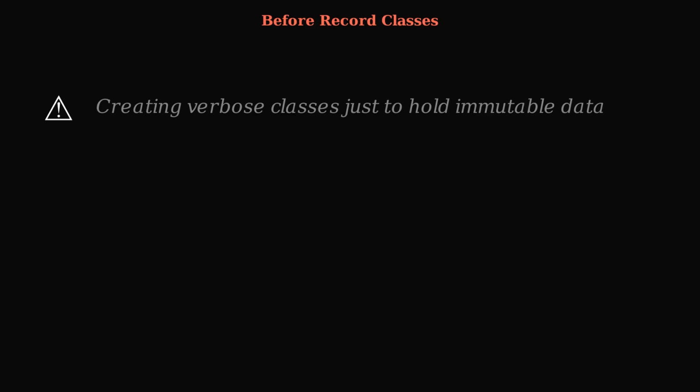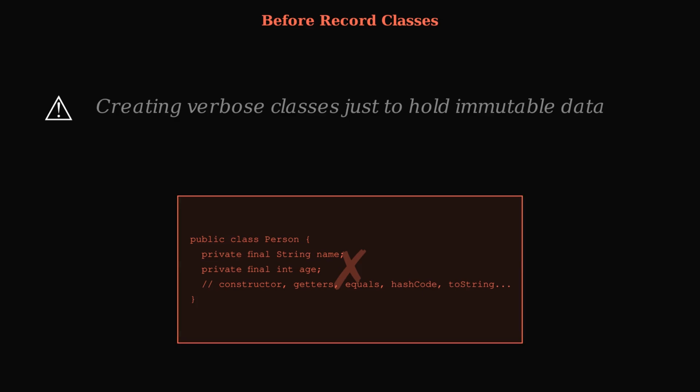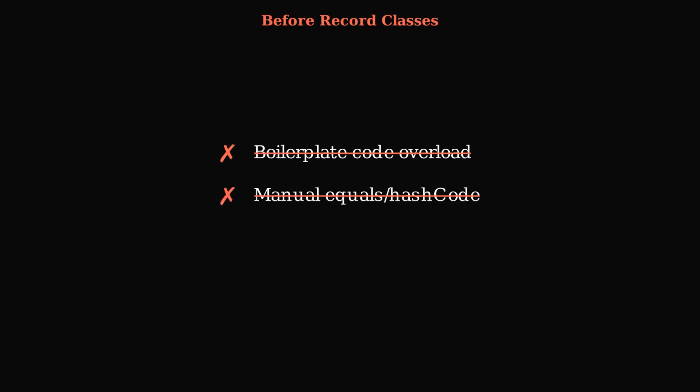So, what happens without record classes? Creating verbose classes just to hold immutable data. Look at how messy the code gets. Boilerplate code overload. Manual equals and hashCode. No auto toString. There has to be a better way.